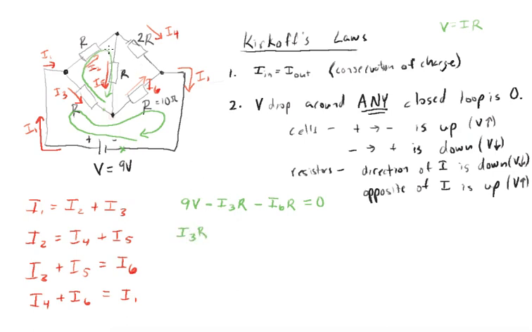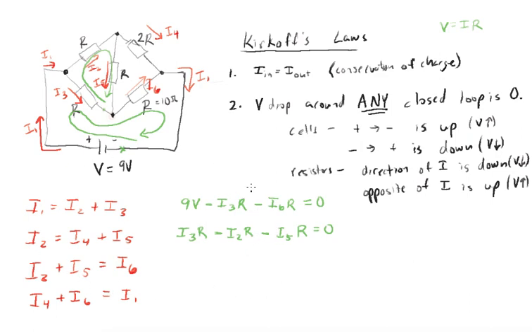Now here we're going in the direction of current. So that's a minus I2R, because remember, IR is V. And then here we're going in the direction of current, so minus I5R. And that has to equal 0. And so now I have 6 equations with 6 unknowns.